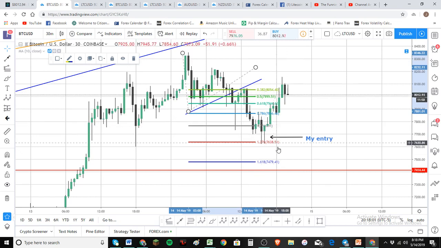That means my stop would have been down here somewhere, or if price went too far past the 1276, I would have cut the trade. So that's how I think about trading in this scenario.